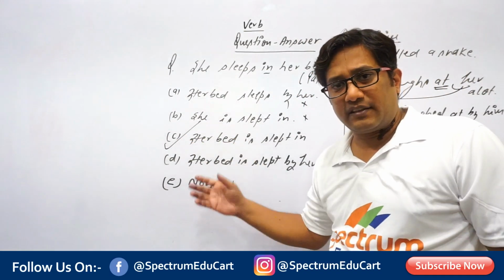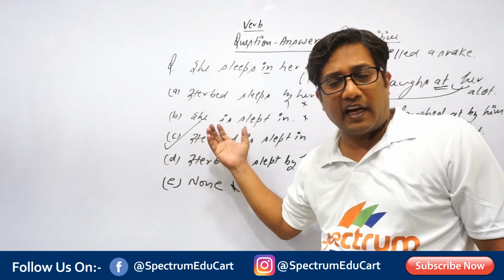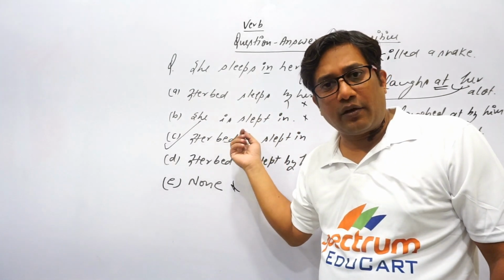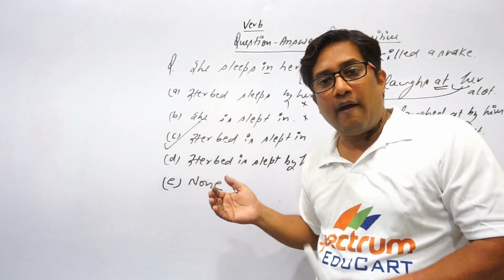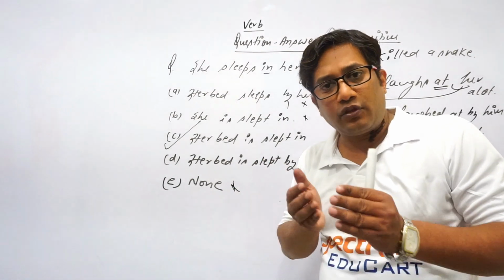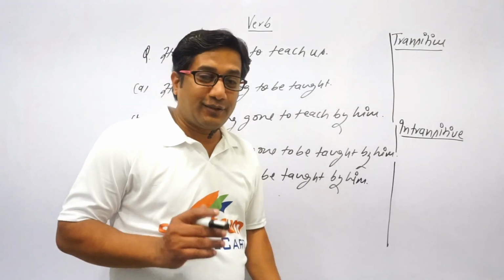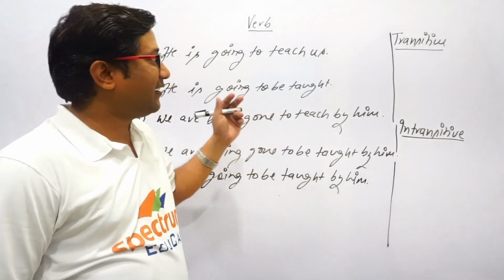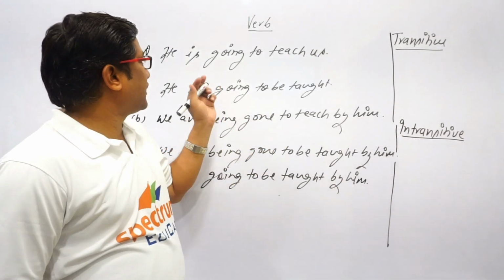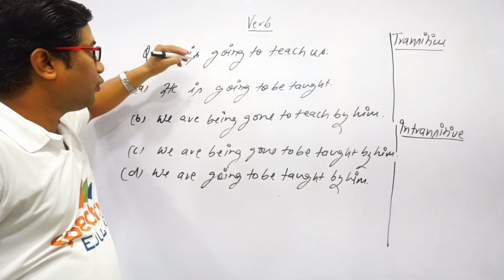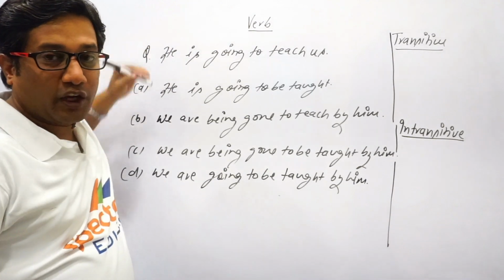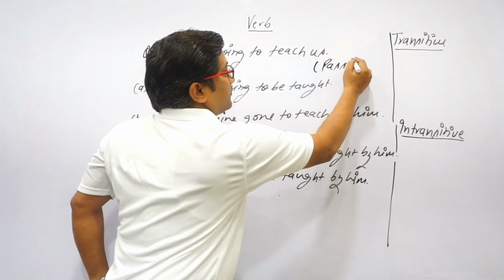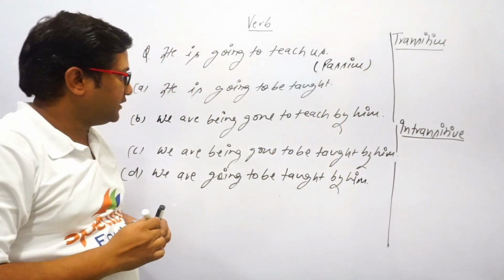So I hope that this kind of observation will help you, and you can find out the questions related to verb, passive, and transitive, intransitive. Now let's move to another question, which is also related to SSC CGL, transitive, intransitive. So there's a question: He is going to teach us. Now you have to convert this particular sentence into passive.